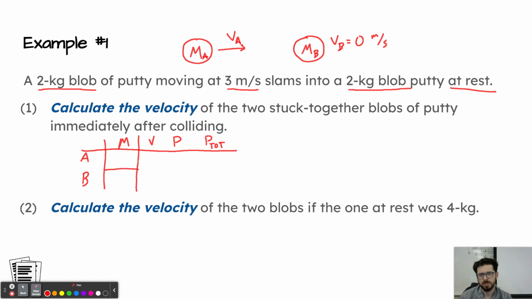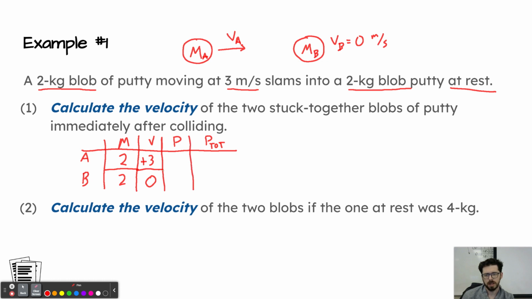For the first column, MA is going to be 2, and for the second row the mass is also going to be 2. Now let's do our velocity. The first blob is coming in at 3 meters per second, so we'll write 3 meters per second. But our second blob was moving at 0 meters per second, and so it's going to have no momentum.